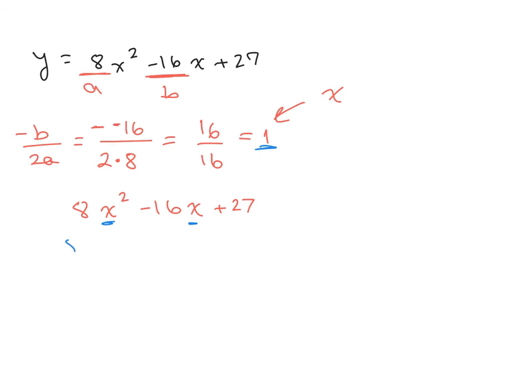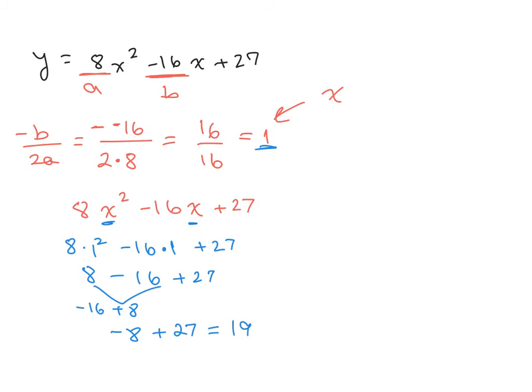So our equation becomes 8 times 1 squared minus 16 times 1 plus 27. 1 squared is 1. 8 times 1 is 8. 16 times 1 is 16, so I have 8 minus 16, and then plus 27. Well, 8 minus 16, you can think about it as negative 16 plus 8, which is negative 8, plus 27, which becomes 19. And there you have the y-coordinate of the vertex.